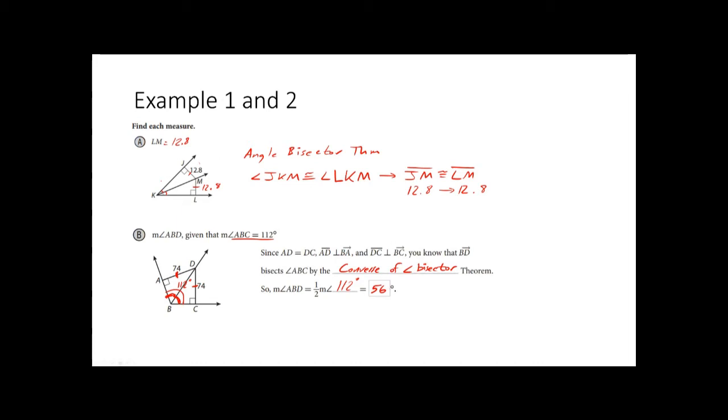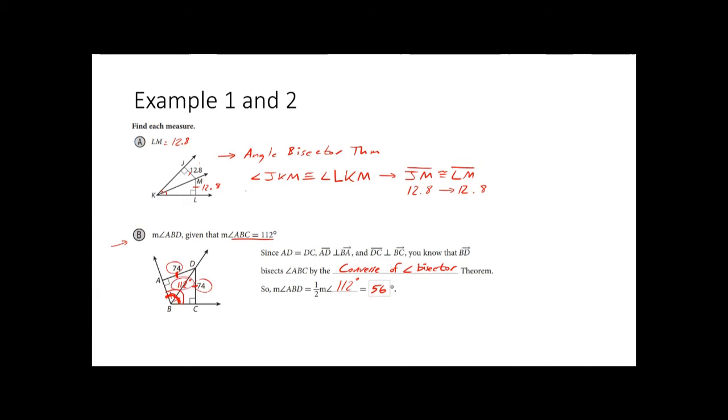All right, so again, this is how we apply the angle bisector theorem with numbers, and then we have the converse kicking in for part B because they did give us the sides first, and that helped us realize that these two little angles are sharing that 112.